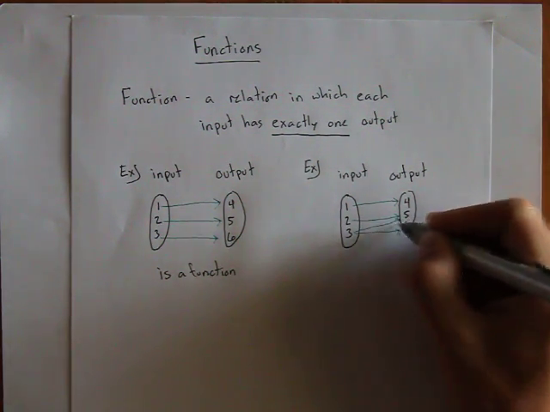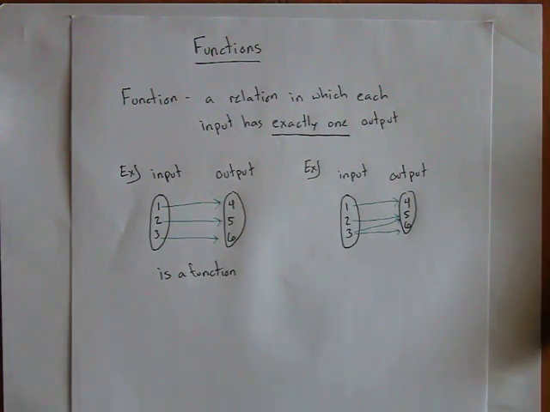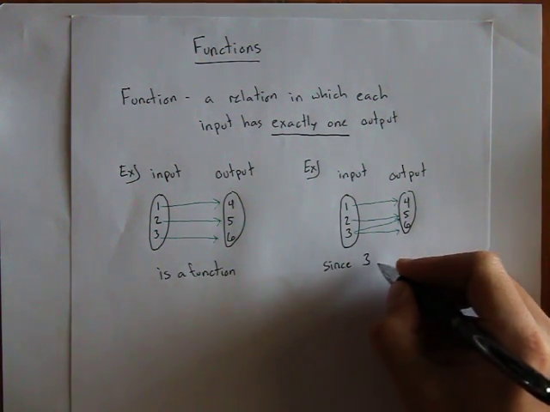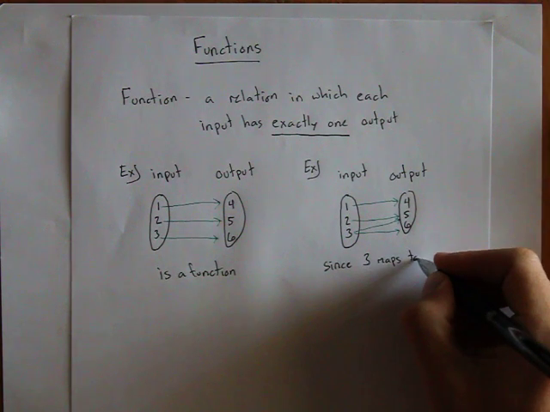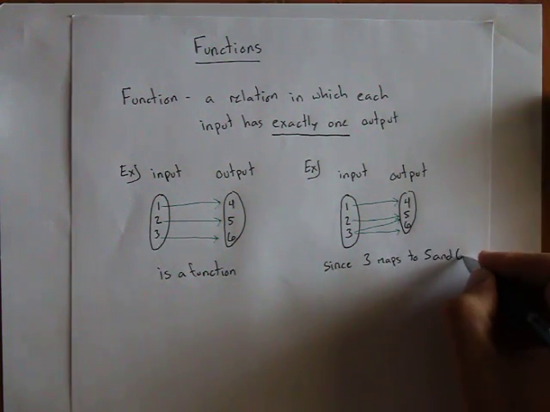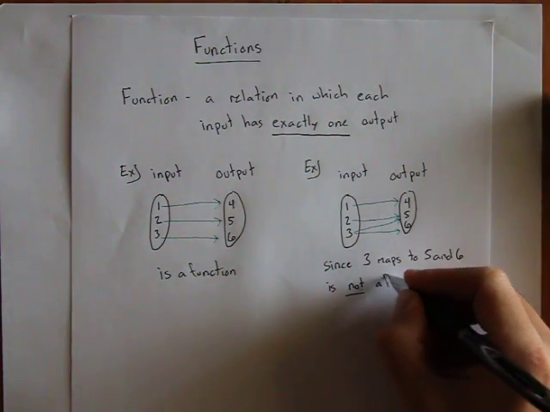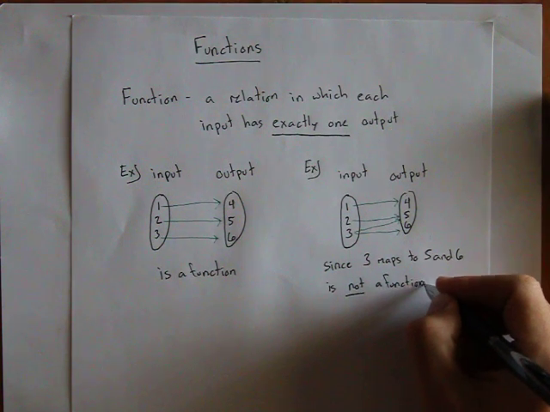I'm going to say 3 also goes up here to 5. And that's going to be our issue. 1's fine, it only goes to 4. 2's fine, it only goes to 5. But now I come to 3. And you gotta flip a coin. 3 will sometimes give me a 5 back. 3 will sometimes give me a 6 back. The moment I no longer have exactly one output, I am no longer a function. So, since 3 maps to 5 and 6, it is not a function. Okay, that's the detail I'm looking for.